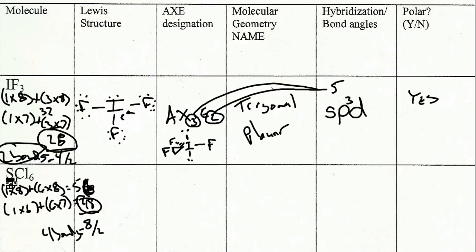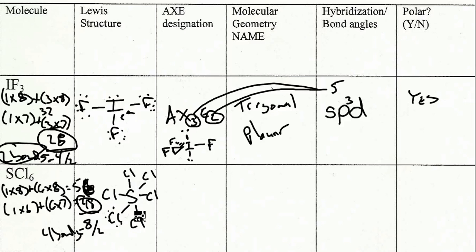Alright, so we've got 4 bonds. We need to attach 6 chlorines to the sulfur. Obviously we can't do that with just 4 bonds, so we've got another expanded octet. So we're going to put our sulfur in the middle and surround it by 6 chlorines. And let's go ahead and make everything bound to our sulfur.